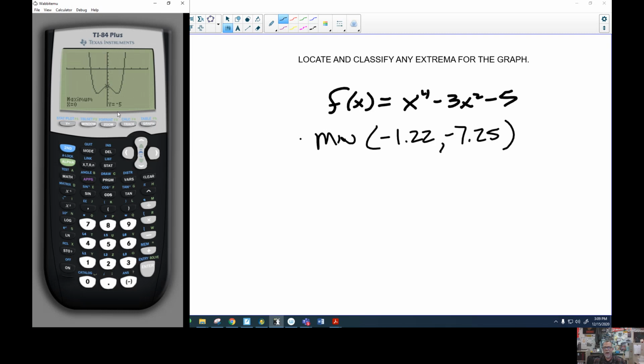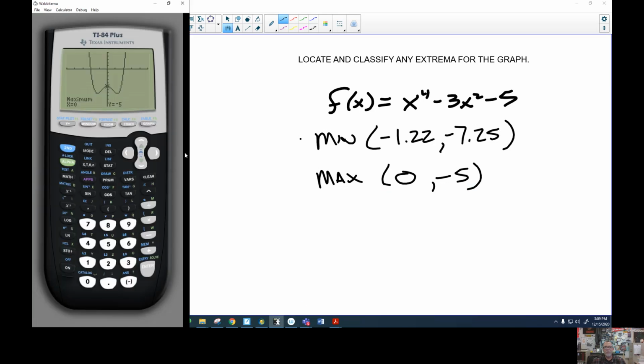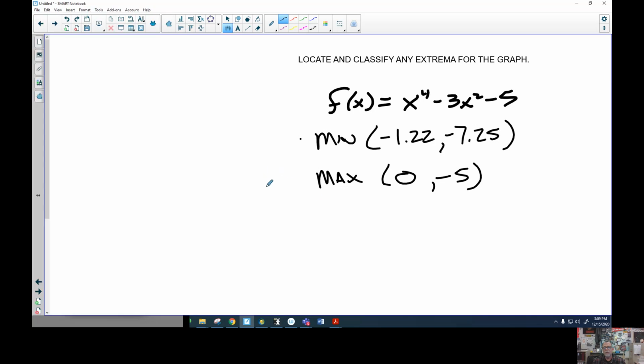0, -5. So I got a max at 0, -5. And let's look at that graph again. Is that an absolute max? Well, no, these go on forever up here, right? Even if they don't go on forever, they go above this. So that would be a relative max.